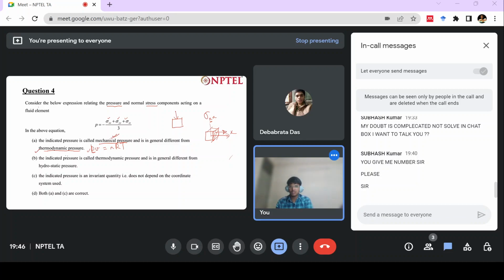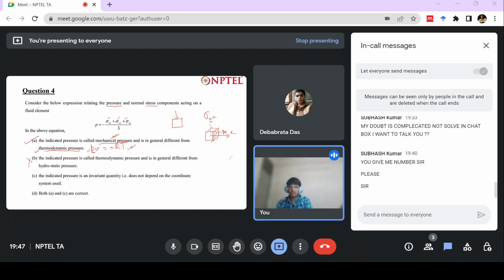Okay. So indicated pressure is called mechanical pressure and is in general different from thermodynamic pressure. So this option is correct. Let's check if others are wrong. Indicated pressure is thermodynamic pressure, so this is wrong. This indicated pressure is not thermodynamic pressure. Thermodynamic pressure is something that we get using our thermodynamic equation. So this is not the case.